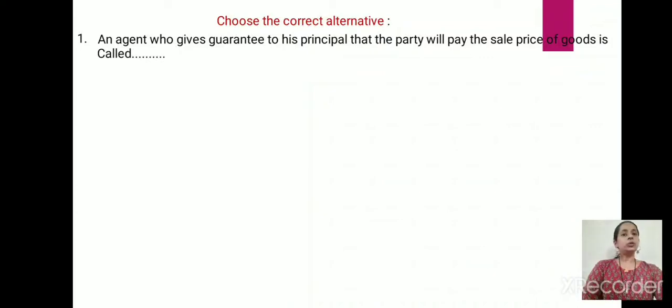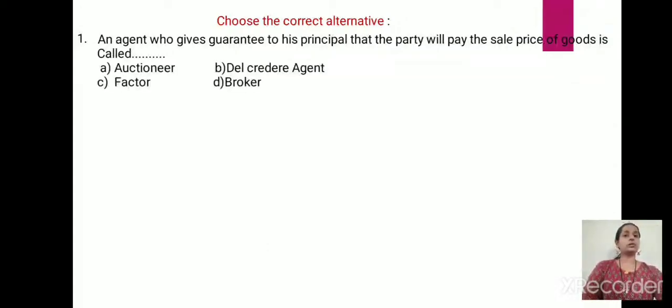An agent who gives a guarantee to his principal that the party will pay the sale price of the goods is called. Now who is that agent? Recollect the theory once again. Who gives the guarantee? We will see the options: auctioneer, del credere agent, factor and broker. I think you have guessed it correctly. Yes, who gives the guarantee? Del credere agent gives the guarantee.